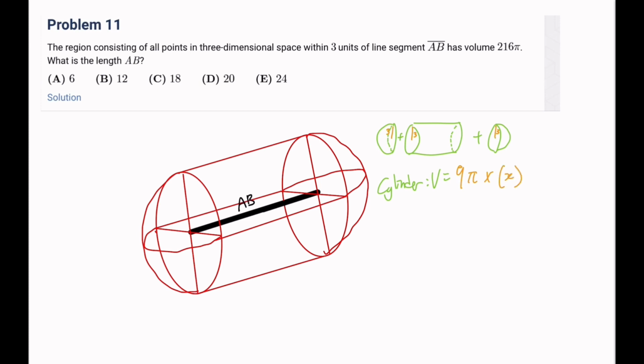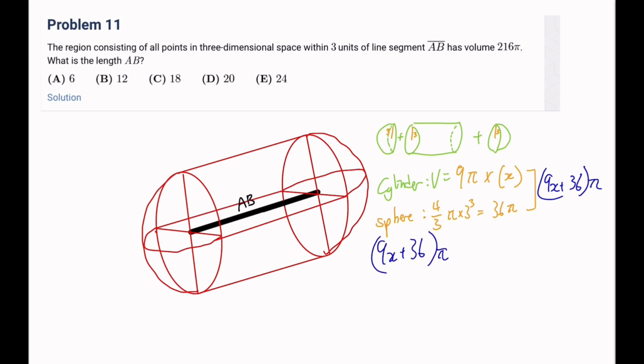And then for the spheres, combining two half spheres just makes one a full sphere, right? So that's 4 over 3 pi r cubed, so pi times 3 cubed. This is 9 times 4. This is 36 pi, right? And so adding these together, that is 9x plus 36 pi. And so 9x plus 36 pi equals 216 pi, right? And so we can take out the pi here, and we can divide by 9 also, right? And so that will give us x plus 4.